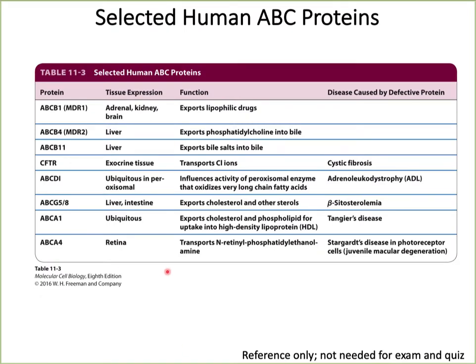The table shows selected human ABC proteins. There are more than 50 different mammalian ABC proteins. Eukaryotic cell ABC proteins localize to the plasma membrane and intracellular organelle membranes. They have high expression in liver, intestine, and kidneys, where natural toxic and waste products are removed from the body.